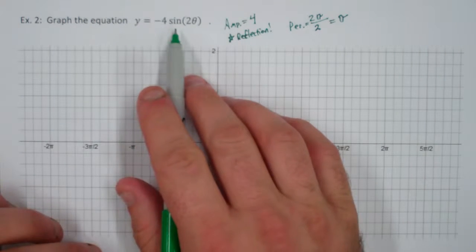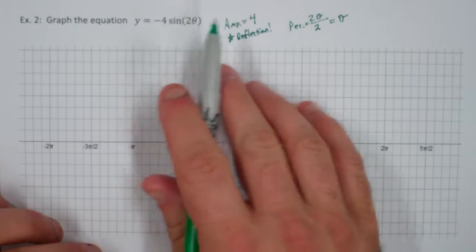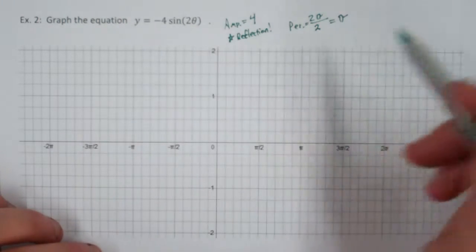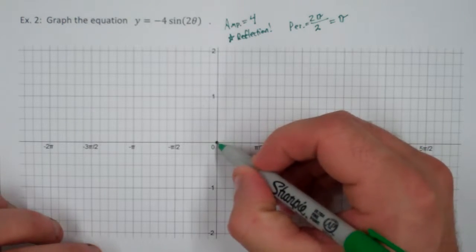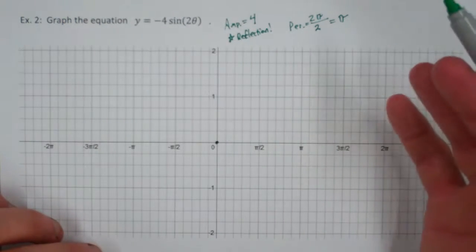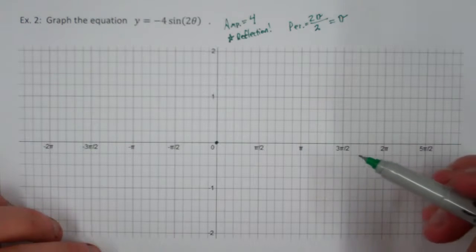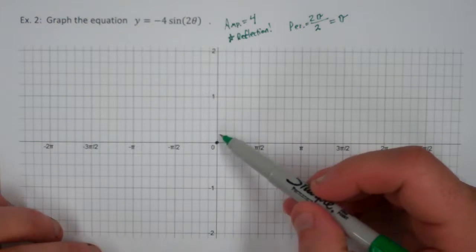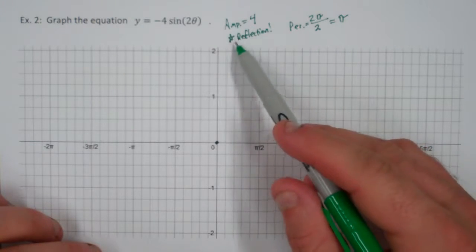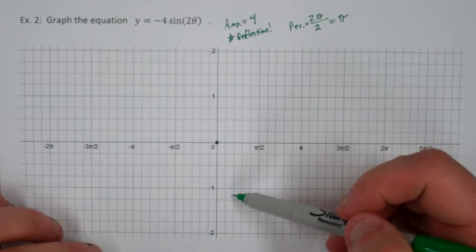It's a sine curve. There's no funky shifts left, right, up, or down right now. So we know that a sine curve is going to start right here at 0, 0. A normal sine curve, and by normal I mean the parent function, y is equal to sine of theta, or y is equal to sine of x, is going to start up first. But this one has a reflection, so it's going to start down first.